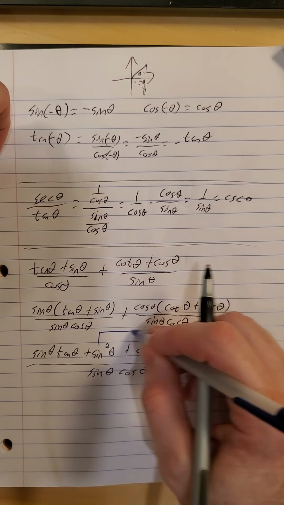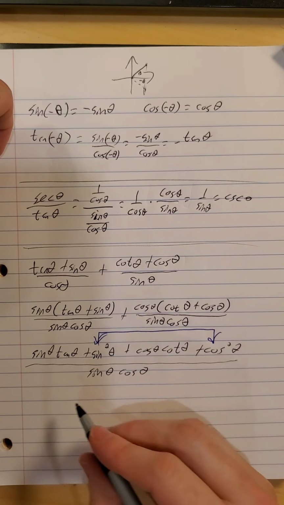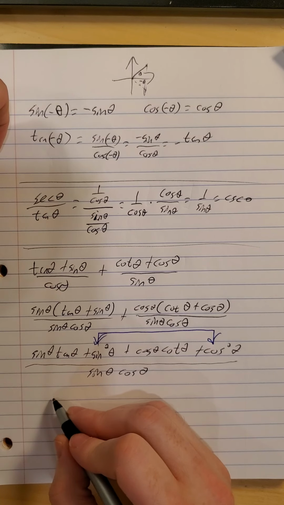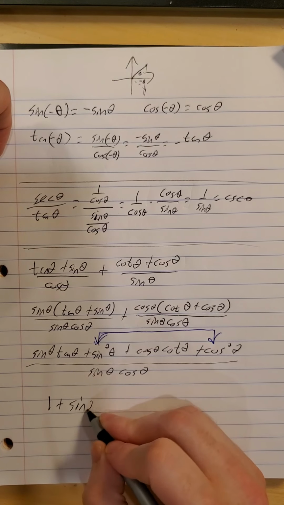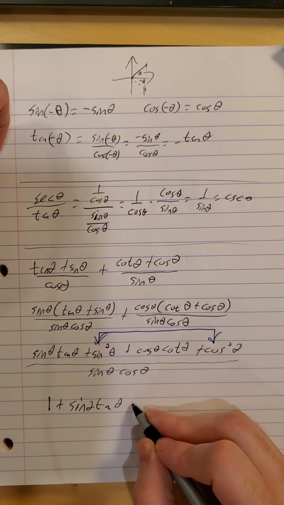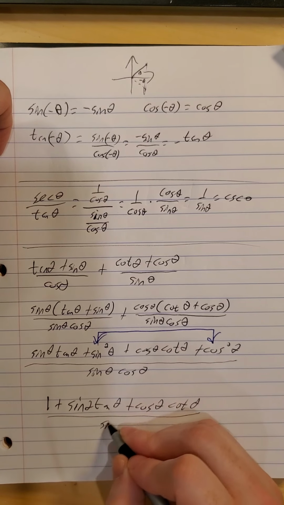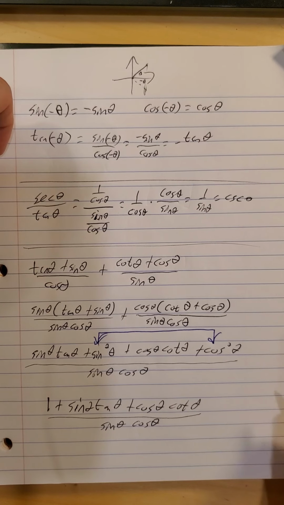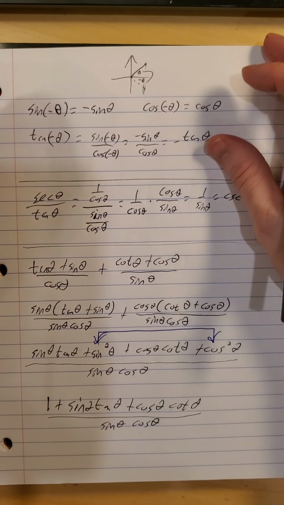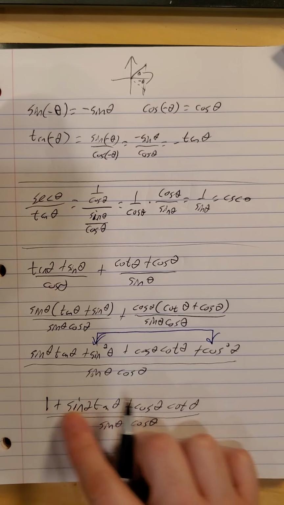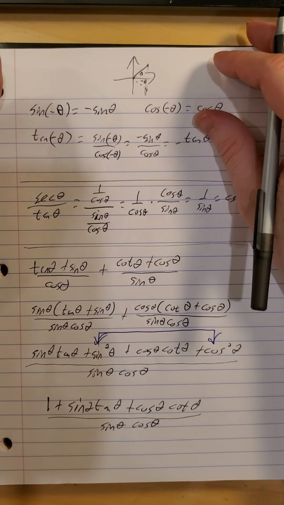Right away I see sine squared plus cosine squared. There is a nice, neat, pretty one for us. So we have 1 plus sine theta tangent theta plus cosine theta cotangent theta, over sine theta cosine theta. So since I can't factor a sine or a cosine from the numerator anymore, that's as far as we really need to take that one.